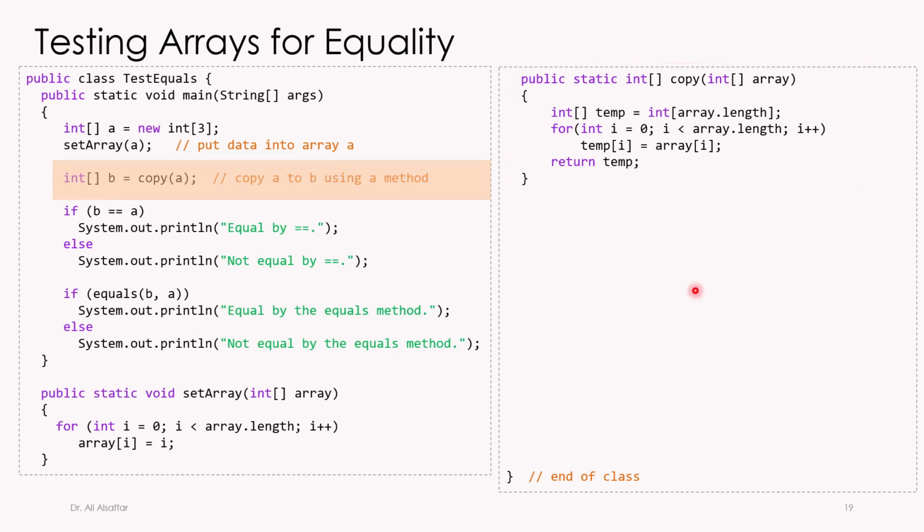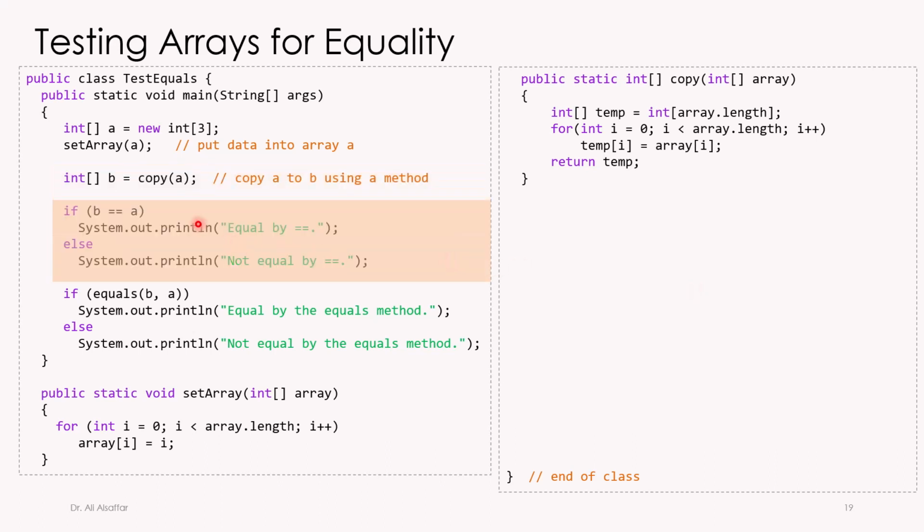Next, how to test whether two arrays are equal or not. In other words, how to test that both have the same indexed variables or elements. Remember that using the equal operator, it does not check individual elements of the arrays one by one. In fact, it tests the addresses of those arrays. And most probably, these addresses are different.